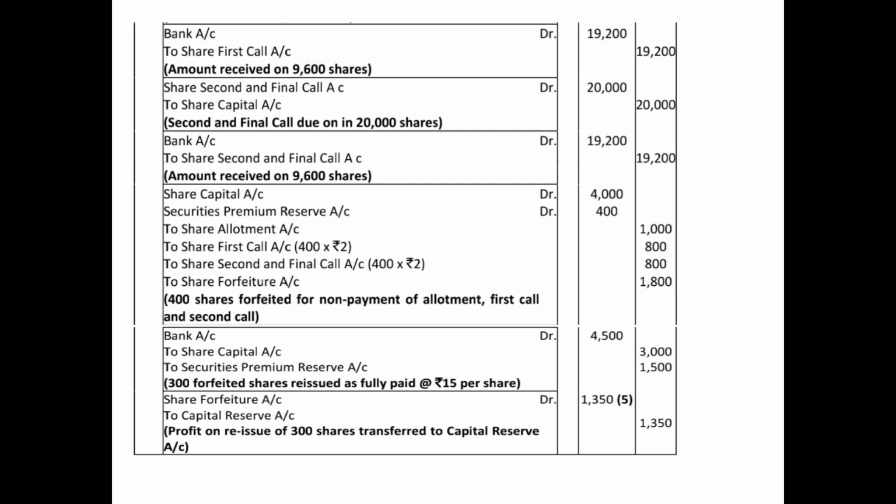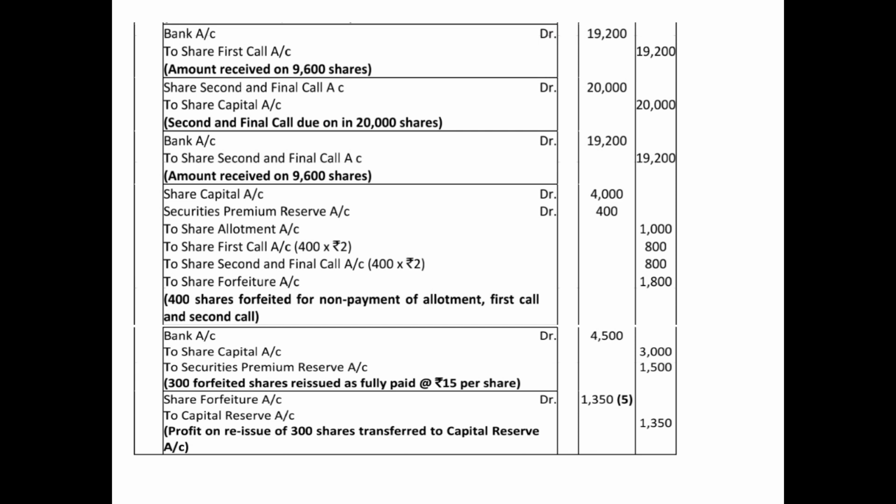So this is the entry for forfeiture. Now out of these 400 shares, we have reissued 300 shares at the rate of 15 per share, fully called up, fully paid. That means we have to compare it with the called up value. If we compare it with the called up value excluding premium, that is 10 rupees, and we are reissuing at 15 rupees, that means 5 rupees is the premium amount. So this is the case when the shares are reissued at a premium.